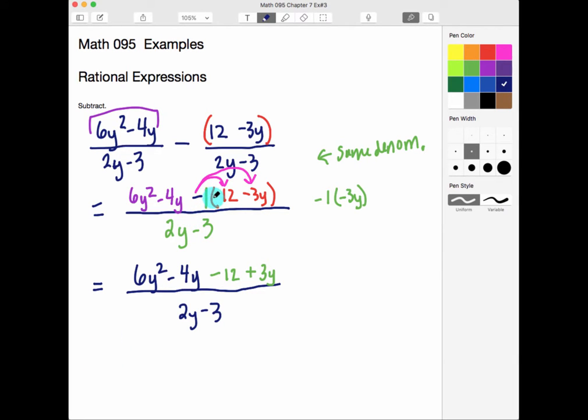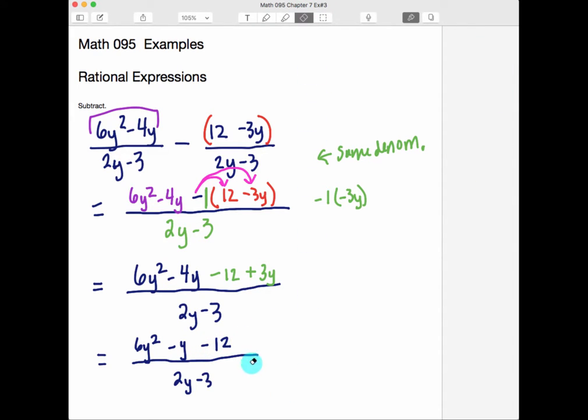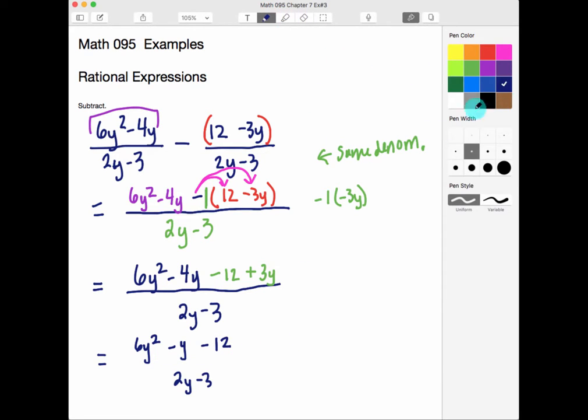I've done so far by getting rid of these parentheses, but now I need to combine any like terms that I might have. So let's write down our denominator again, 2y minus 3. So we have 6y squared. I didn't see anything else that had a y squared, so that term is all by itself. But there is a negative 4y and a positive 3y, so that's a minus y. They were like terms. And then the 12 doesn't have any other like terms, so that's just minus 12.